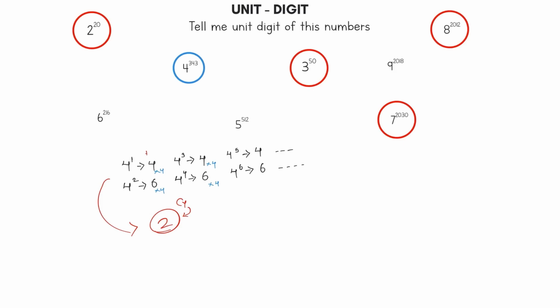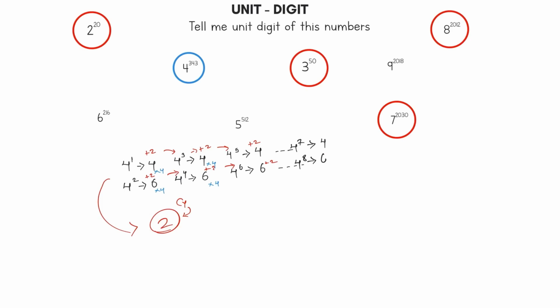So this is 1, add 2 to that, 3. This is 3, add 2 to that, 5. This is 5, add 2 to that, 7, which means all of them are going to have a unit digit of 4. Similarly, you can apply it: add 2 to 2, it becomes 4. Add 2 to 4, it becomes 6. Add 2 to 6, it becomes 8. Which means 4 raised to 8 is going to have a unit digit of 6. That's what we understand from this.